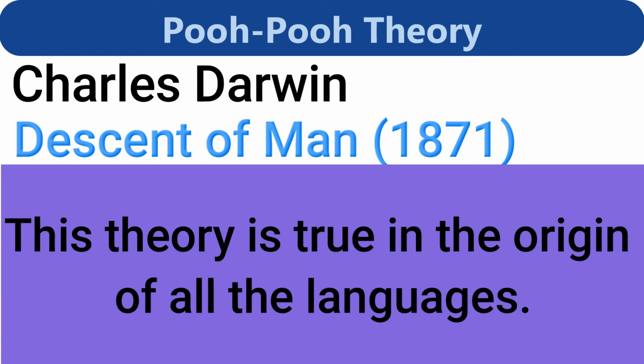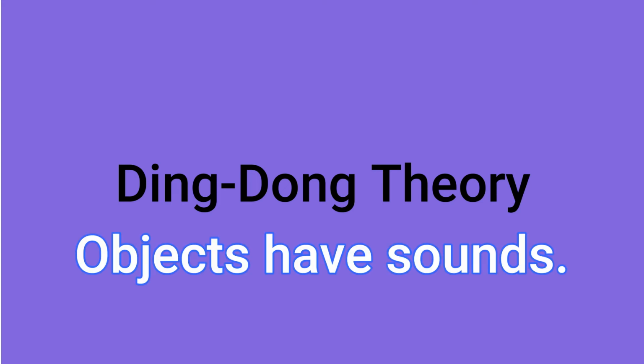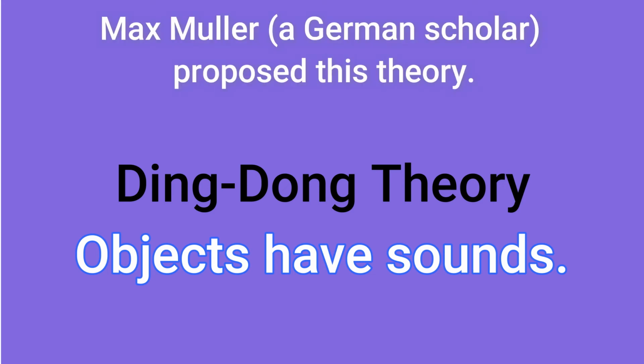And a lot of linguists believe it. The next theory is the Ding Dong theory. Now this theory proposes that objects have sounds, and on the basis of this, different sounds have been given to different words or things. Max Müller was the guy, a German scholar, who proposed this theory.